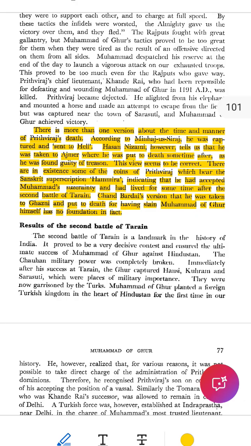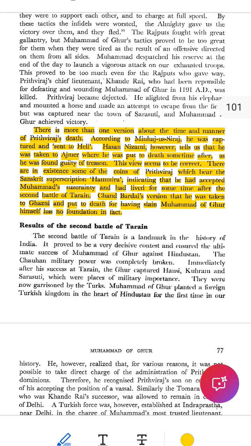Deep explanation. This panel introduces us to the idea that there are multiple versions of how King Prithviraj Chauhan died. Just like people can tell different stories about the same event, historians in the 12th and 13th centuries wrote different things. Some said he died immediately in battle. Others said he lived for a while. This panel sets the stage for understanding the confusion and debate around Prithviraj's final fate.